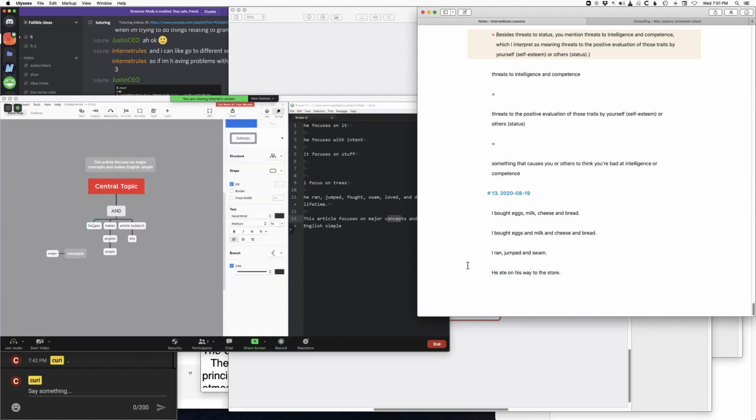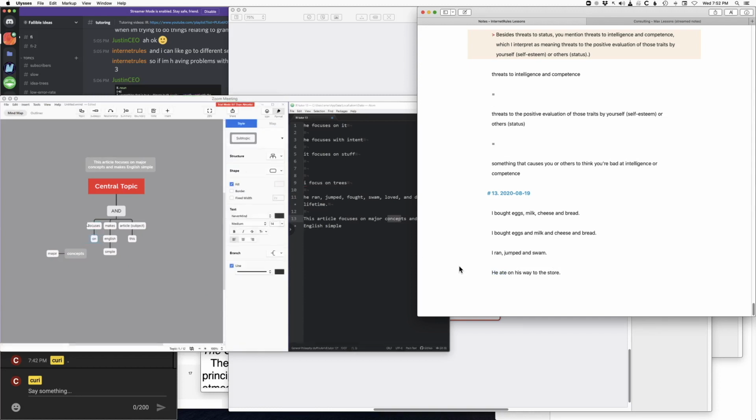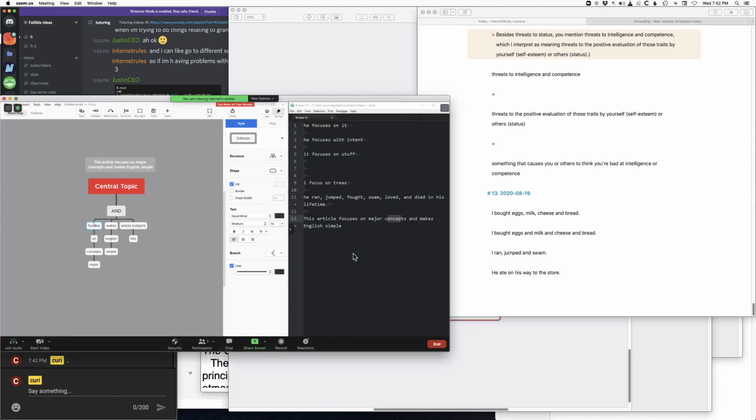Okay, so it doesn't need a thing. What do you call the thing? Focuses doesn't need an object. If it was like is or something, then it would need a complement.